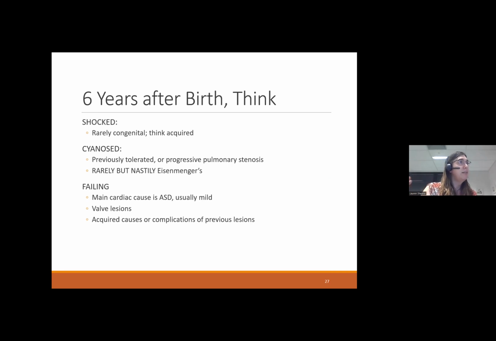And lastly, the failing patients, the main cause here is going to be an atrial septal defect. And usually this heart failure is mild, but the acquired valve lesions and acquired causes of complications of previous lesions are important. So as we think about going through those different ages, I hope that gives you a little bit of a framework about how we think about the shocked, cyanosed and failing child.